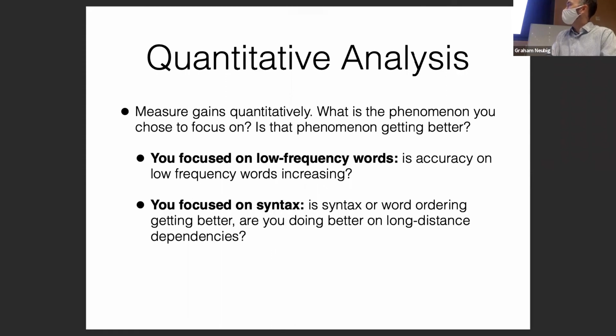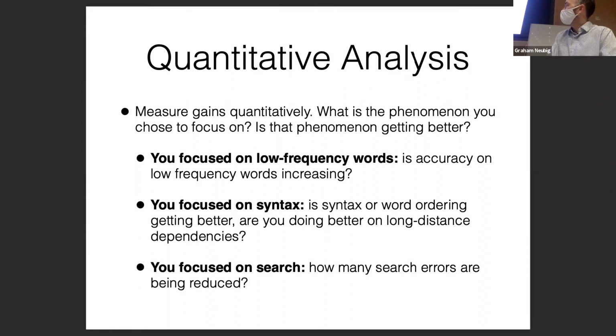You focused on a method to better capture syntax. Is syntax or word ordering of your generations getting better, or are you doing better on examples that require long distance dependencies? Or you focused on search, how many search errors are being reduced? So you don't just want to be looking at your BLEU score, you also want to be looking at search errors.